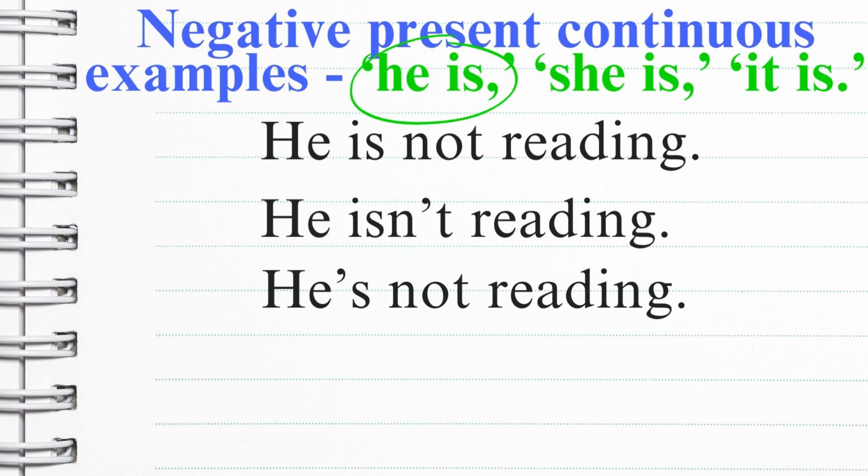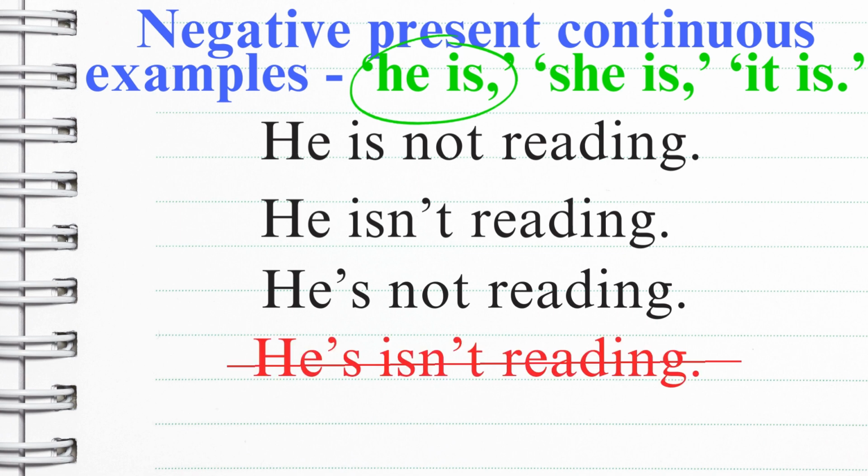He's not reading. So those three are all perfectly acceptable to say. They're all correct, but you can't say he's isn't reading because that doesn't make sense. If you separate those contractions, you would literally be saying he is not reading, and that doesn't make sense. So the one above that is saying, if we split that contraction, it would be he is not reading.